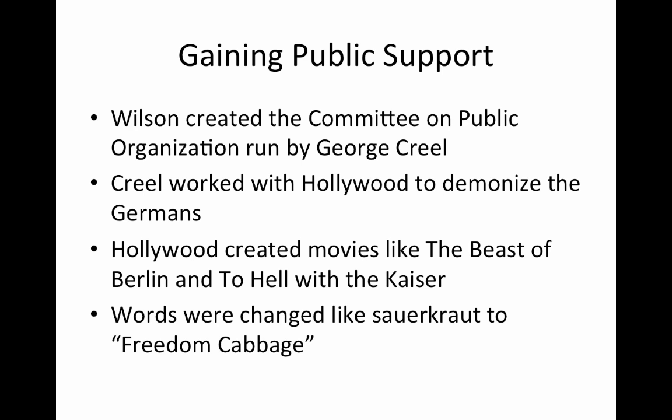Creel worked with Hollywood in order to demonize the Germans, and what they did was, instead of just creating movies about the war, they created movies that made the Germans ultra enemies, or the big other, some kind of demonic force. For example, the Beast of Berlin and To Hell with the Kaiser.